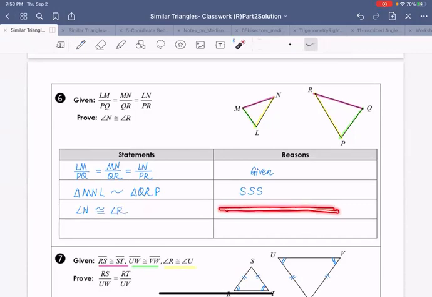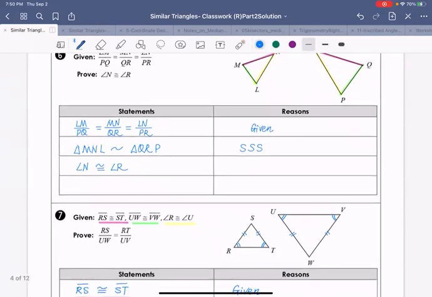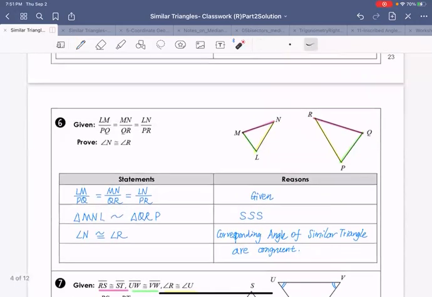And what do you want to write down here? Corresponding angles. So this is, we used to say, do you remember this? What's this called? Corresponding parts of congruent triangles are congruent. All right. So we say corresponding parts of similar triangles are congruent. Okay, but be careful. We never ever can say this triangle is congruent to this triangle. No. For similar triangles, only the corresponding angles are congruent. The sides are proportional, but not congruent. Okay.